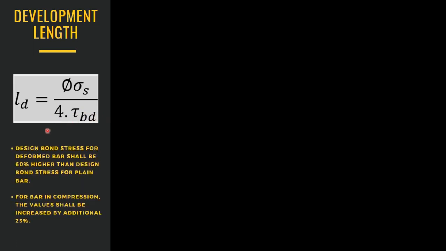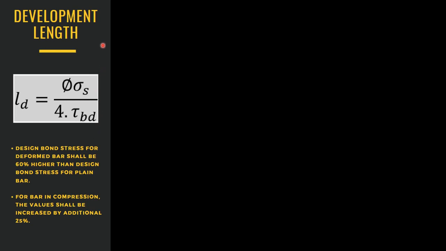Design bond stress for deformed bar shall be 60% higher than design bond stress for plain bar. Tau bd is the design bond stress, and it can be increased by 1.6 times in case we are using deformed bar. And for bar in compression, the value shall be further increased by 25%, that is, 1.25 times. For Fe415 deformed bars, it can be 1.25 into 1.6 into tau bd. So how much can the value be increased in this case?